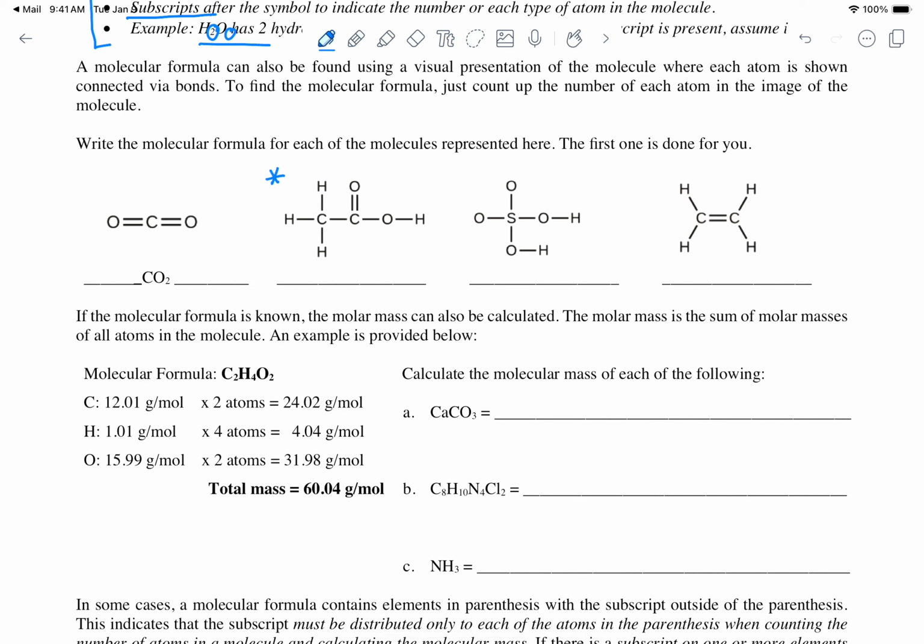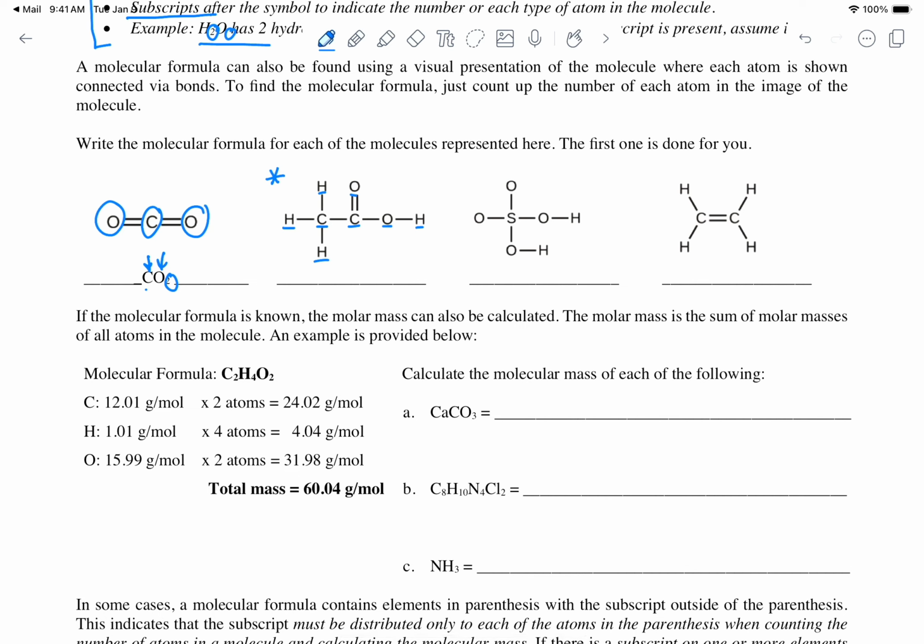So in the first one that was done for us, we see that there's 1 carbon and 2 oxygens, which is what my molecular formula says here. I have carbon, there's no subscript because there's only 1. I have oxygen, and it has a subscript of 2 because there's 2 of them. In my second problem, we then want to count up all the different elements that we have, which are going to be carbon, oxygen, and hydrogen. Okay, and we are going to put that into our molecular formula.